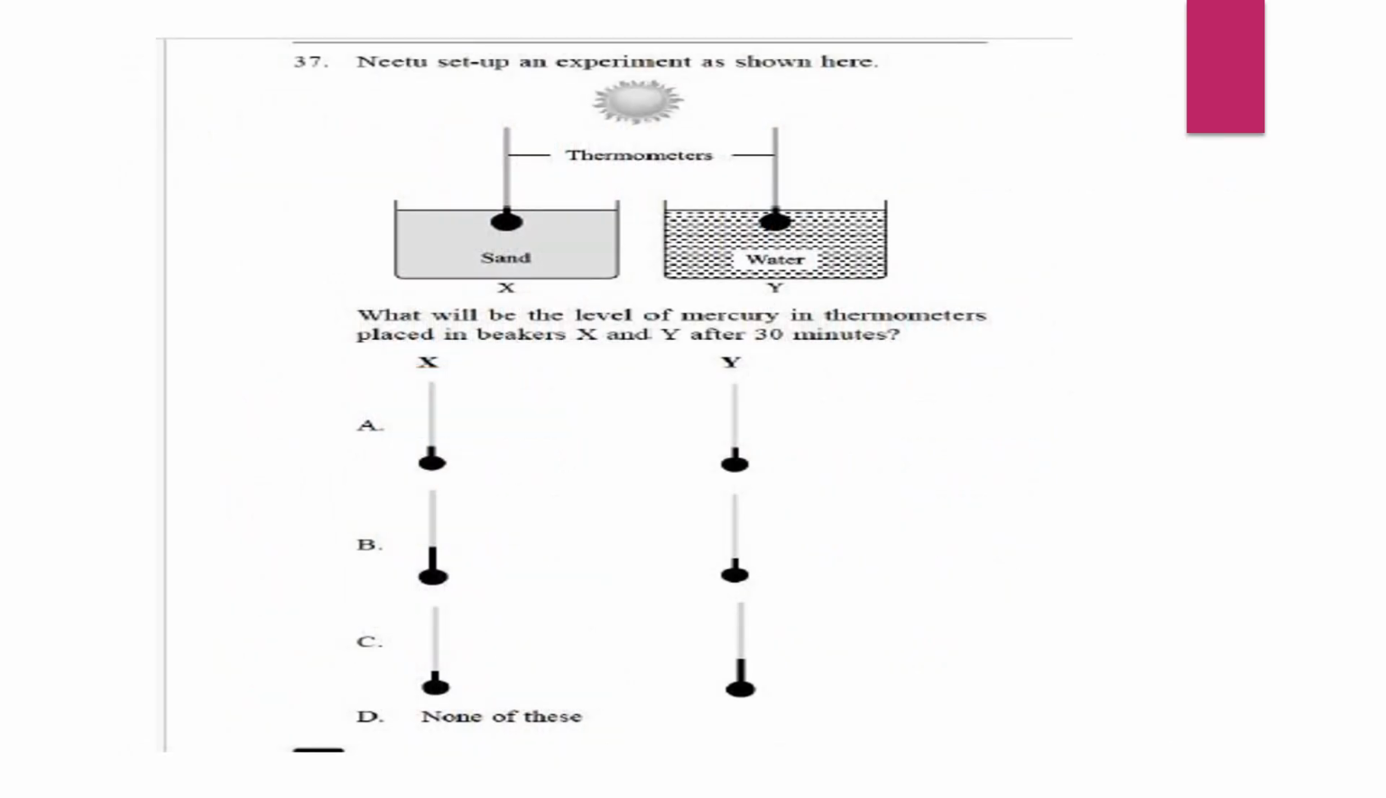Question number 37. Neetu set up an experiment as shown here. This is sand in a box and a thermometer. This is water in a box and this is a thermometer. What will be the level of mercury in thermometers placed in beaker X and Y after 30 minutes? In 30 minutes, the temperature of sand will increase, but the temperature of water remains almost the same. So our answer is option B.